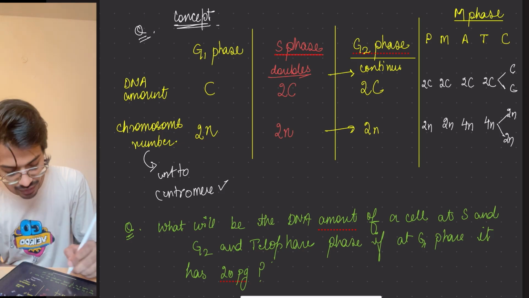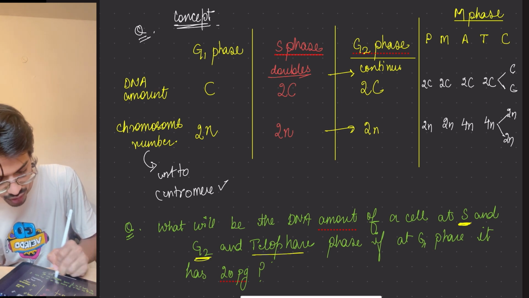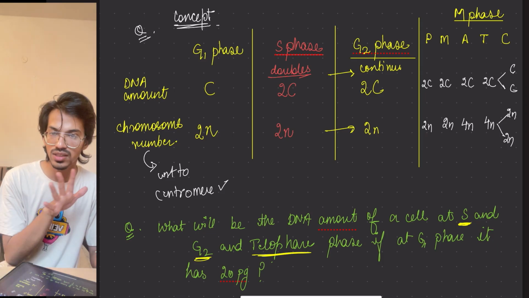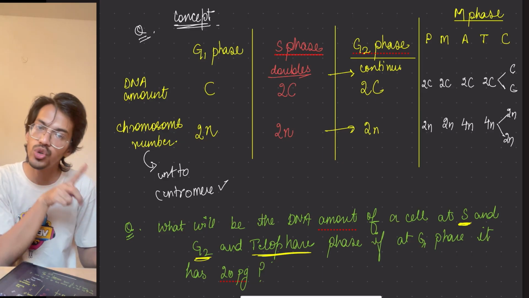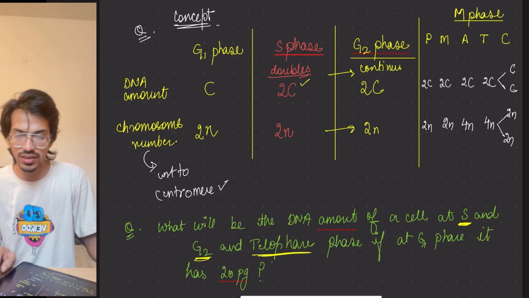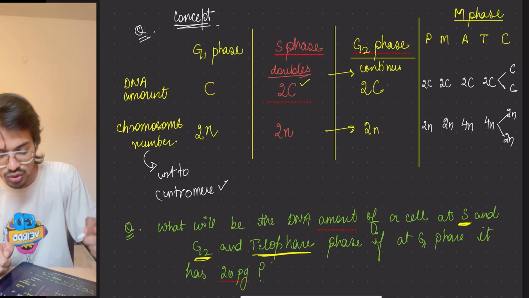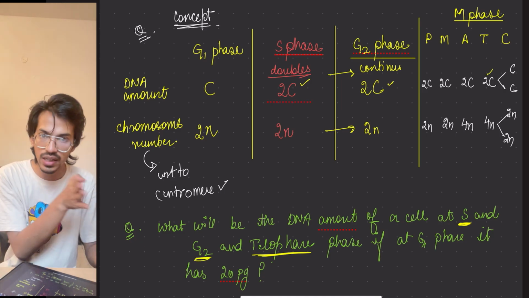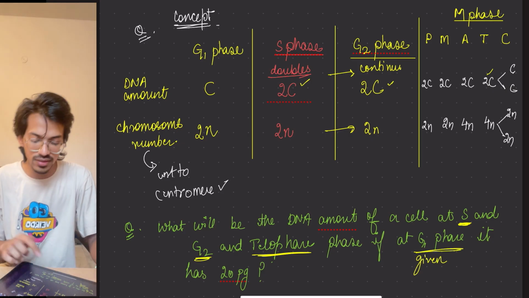So now let's see what we have to find. We have to find at the S phase, at the G2 phase, and at the telophase phase. We know from this table that when they have not written anything, just written telophase, you have to go with respect to mitosis, because in meiosis 1 or 2 would be written. So at the S phase, everything doubles with respect to G1, because this whole table is with respect to G1. And the G2 phase also keeps continuing till telophase. So all these phases are continuation phases. Now the given is that at G1 phase they have 20 picogram.